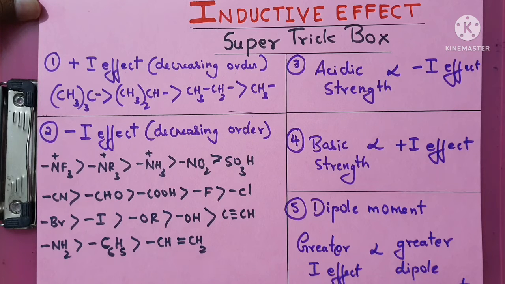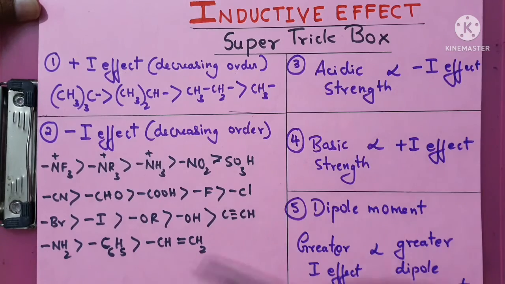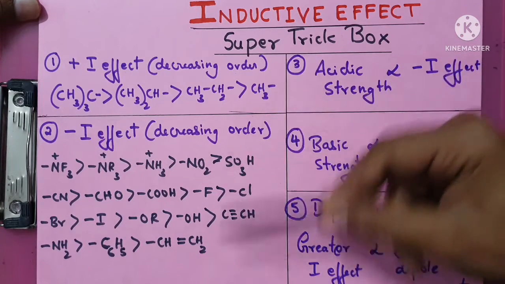In this order, if you observe, the first one is NF3, the one which has the highest -I effect. And the last one, an alkene group, has the least -I effect. So this order goes in this direction, the decreasing order of -I effect. On the upper side, you can see the +I effect. Very important, you need to practice these two.